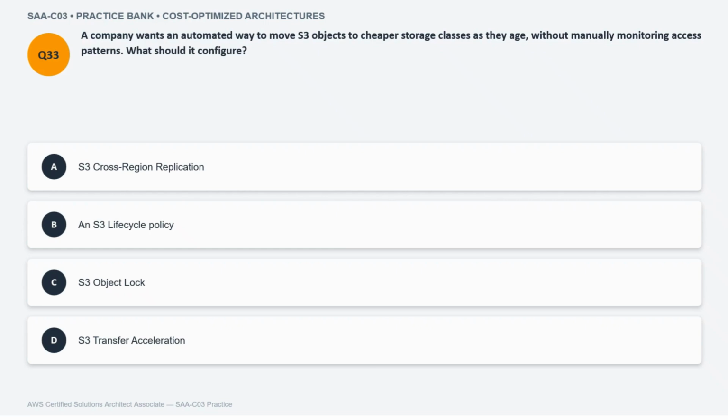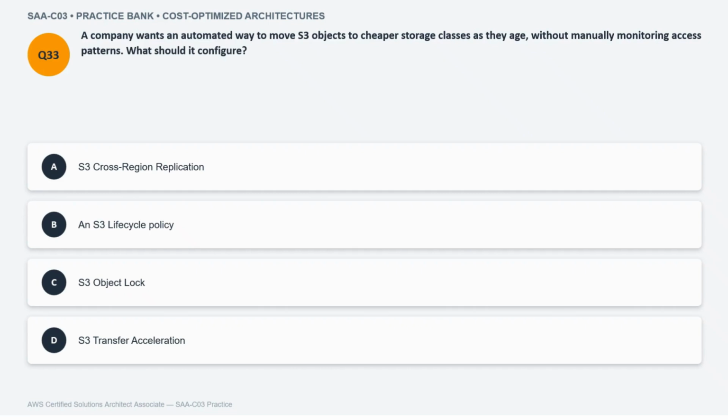Question number 33. A company wants an automated way to move S3 objects to a cheaper storage class as they age without manual monitoring of access patterns. What should it configure? S3 Cross-Region Replication, S3 Lifecycle policy, S3 Object Lock, S3 Transfer Acceleration.